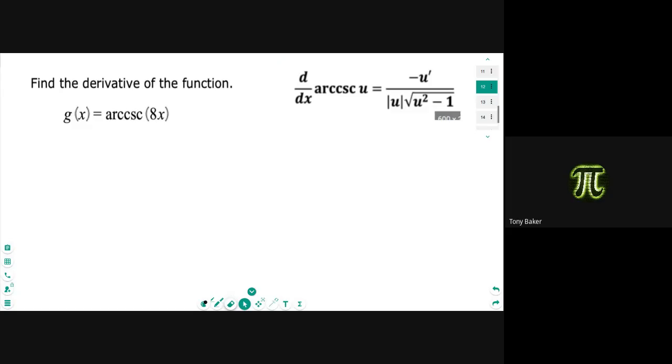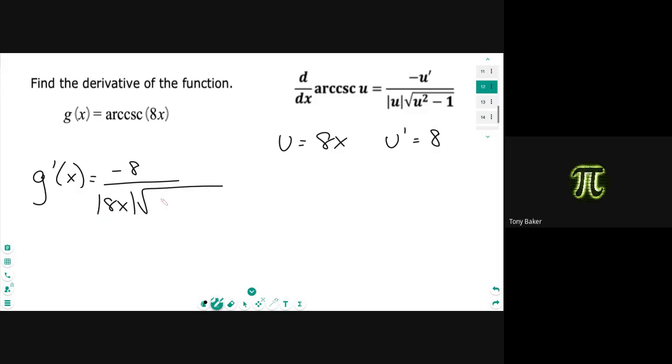All right. So the nice thing about the way this rule is written is u is whatever's inside. So in this case, my u is what? Is 8x. So then u prime is just 8. So g prime of x is negative 8 over the absolute value of 8x, square root of 64x squared minus 1. And I'm done.